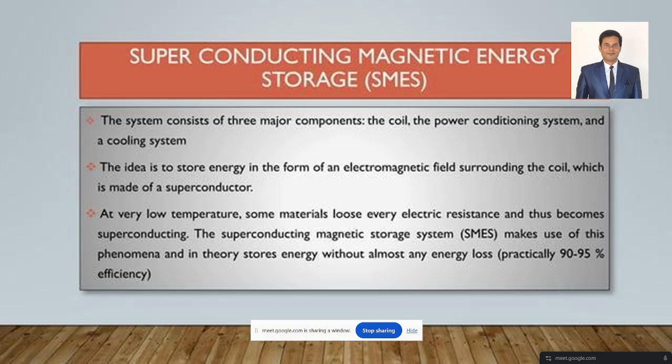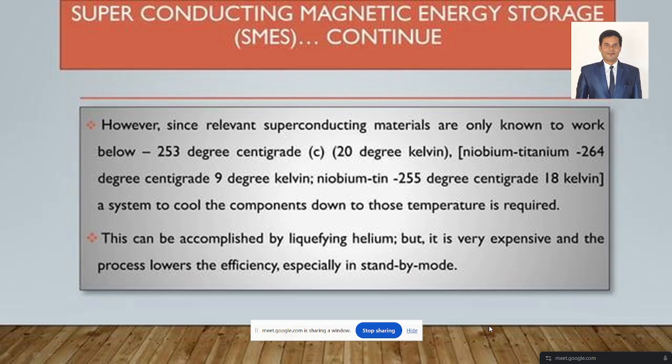Practically you can have an efficiency of 90 to 95%, but to make the materials lose their resistance, it happens at low temperature only, right? The materials have to lose their electric resistance and become completely superconducting materials. Only then will they store the energy in the form of electromagnetic fields. The efficiency is almost around 90 to 95%, right?